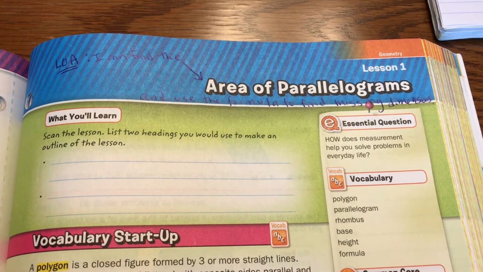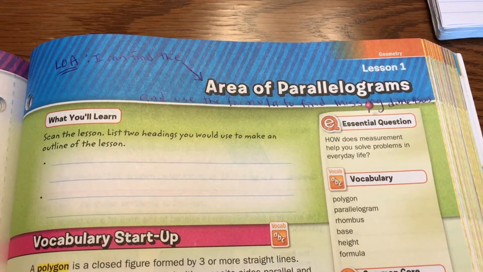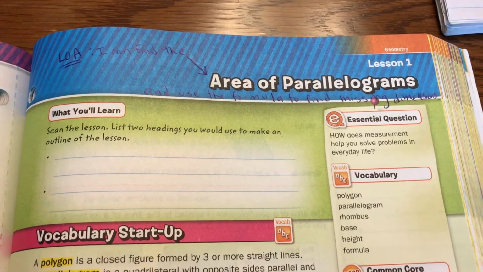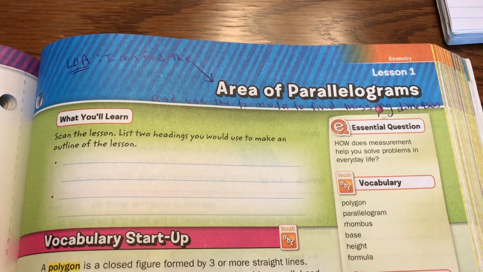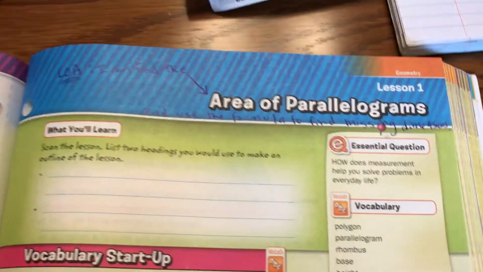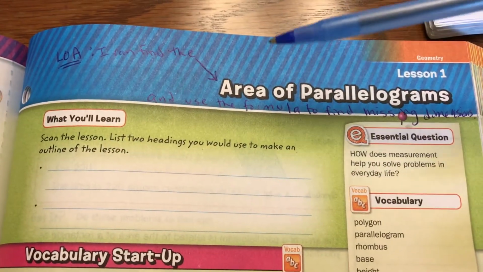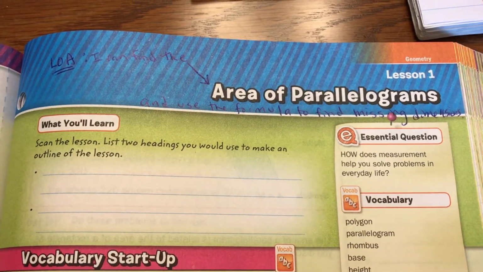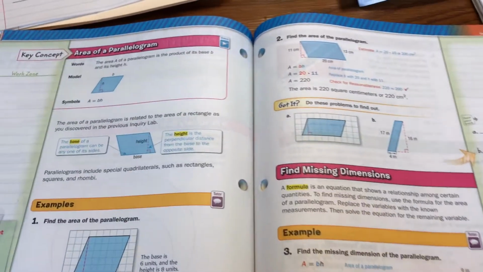Okay, everybody, here we are at lesson 1, area of parallelograms. This is our first chapter with geometry. We're on page 661 and we're in chapter 9. It's all about area. So learning objective A says, I can find the area of parallelograms and use the formula to find missing dimensions. So that's the two parts to this.